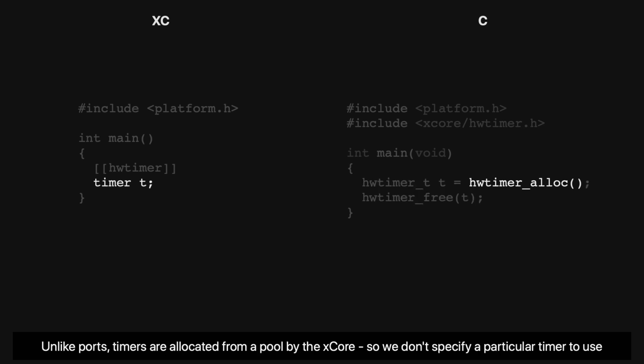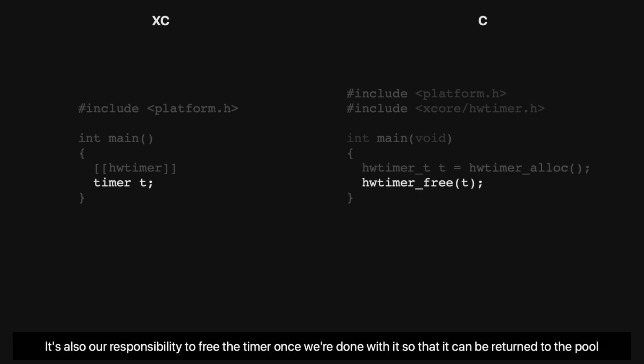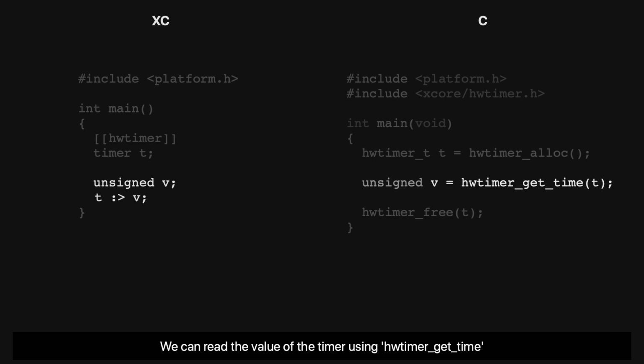Instead, we call an alloc function to get a handle to a free timer, which also enables that timer. It's then our responsibility to free the timer when we're done with it. It disables the timer resource and returns it to the pool. You can think of this like malloc and free. We alloc the resource, use it for as long as we need it, and then we free it, but we don't use that handle before the allocation or after the free. Once we've allocated a timer, we can read its current value with hwtimer_getTime, which replaces xc's input operator for timers.